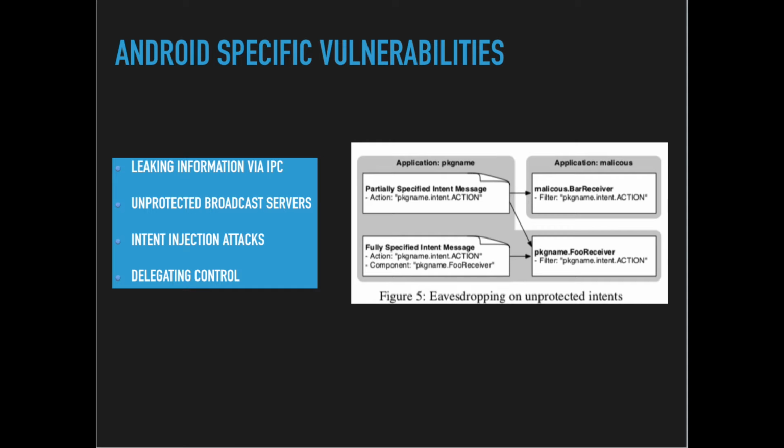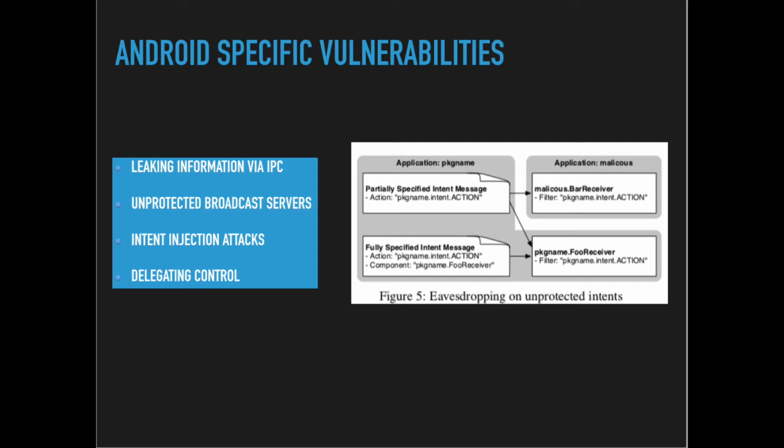The next one is unprotected broadcast servers. Applications use broadcast receiver components to receive intent messages. Broadcast receivers define intent filters to subscribe to specific event types that are public. If the receiver is not protected by permission, a malicious application can forge messages. Intent injection attacks: intent messages are also used to start activity and service components. An intent injection attack occurs if the intent address is derived from an untrusted input.